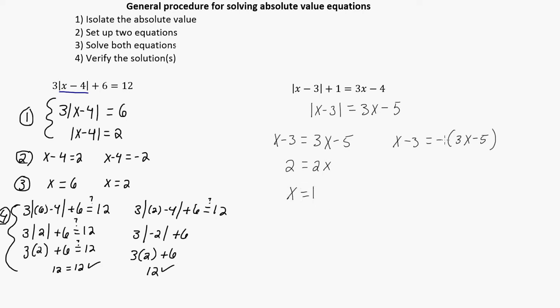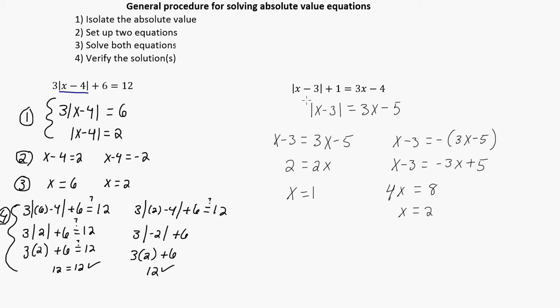Here, the first step is to distribute this negative sign, so I have x minus 3 equals negative 3x plus 5. I'm going to move this negative 3x over, and move this negative 3 over by adding 3x and adding 3. Add 3x to both sides, I have 4x equals, add 3 to both sides, 8, or x equals 2 by dividing by 4 on both sides. Okay, so I have two answers.